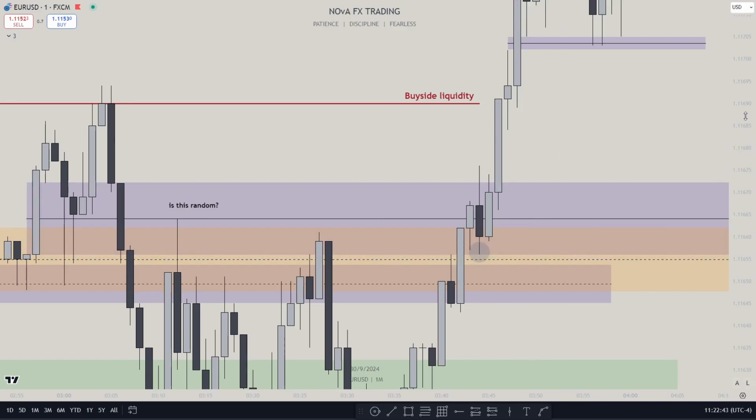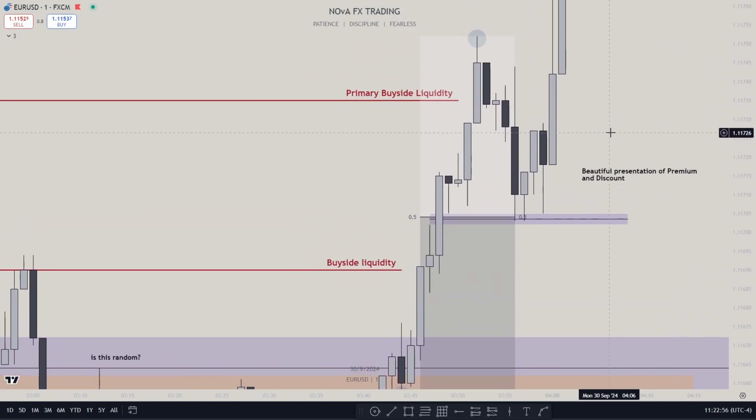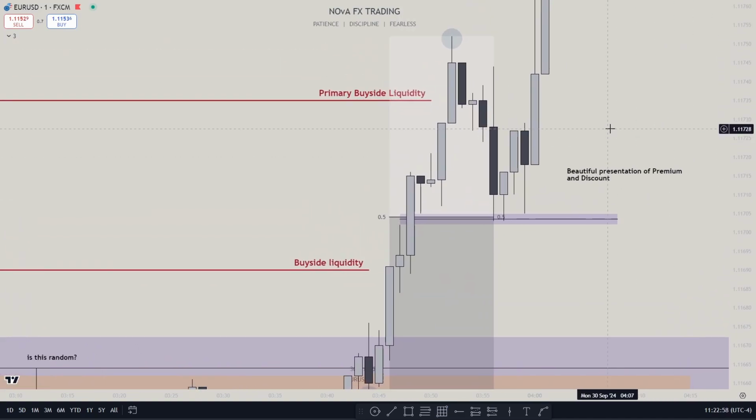Boom. A low and a high. So we will put our premium discount tool here, which basically divides the range 50-50 from the low to the high. That's low, that's high. Look, what is the first PDR, the first fair value gap below the discount?